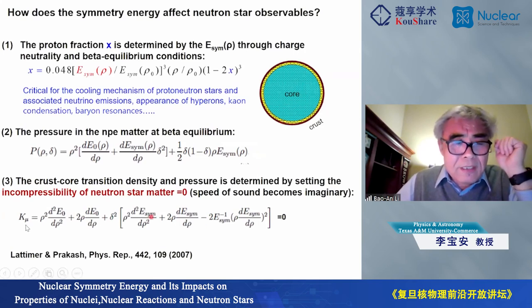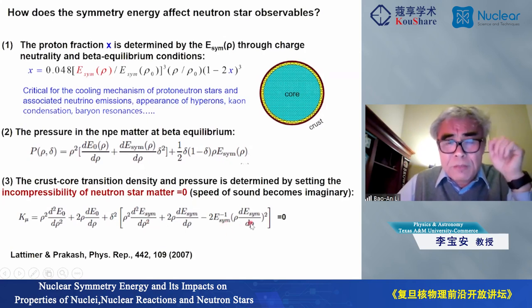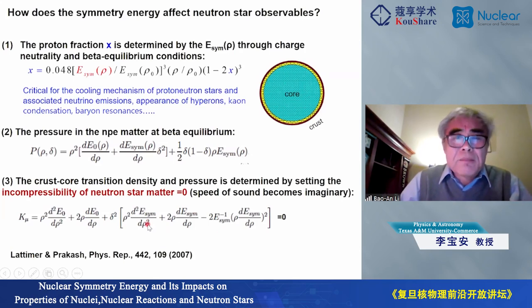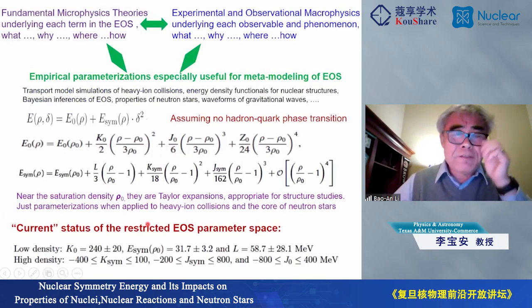As you can see in this expression for the incompressibility of neutron star matter, it involves the curvature of the symmetric matter equation of state, the curvature of symmetry energy, and also the slope of symmetry energy. These last two terms related to the slope of symmetry energy more or less cancel out. So the dominating factor is going to be the curvature of symmetry energy. And many people have illustrated this effect.